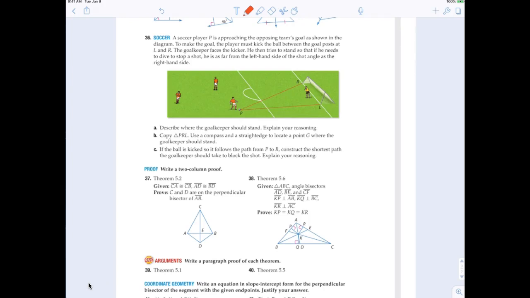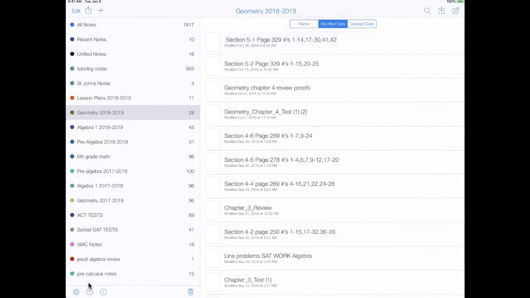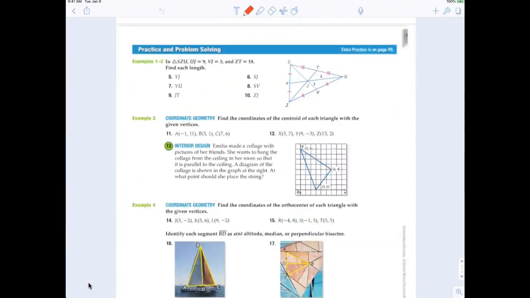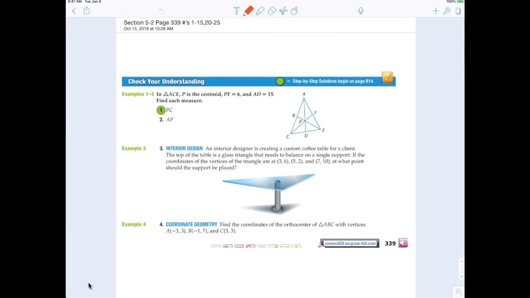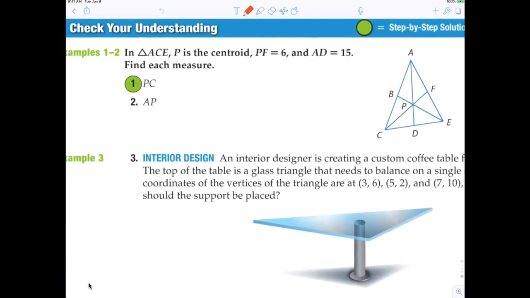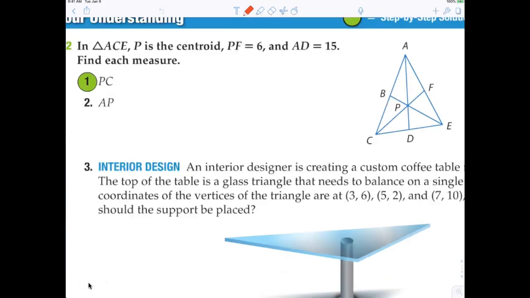So let's go ahead and see if we can figure out today's lesson. It says in triangle ACE, P is the centroid. Now let's just say P is the centroid. I want everybody to mark on the figure what is true.